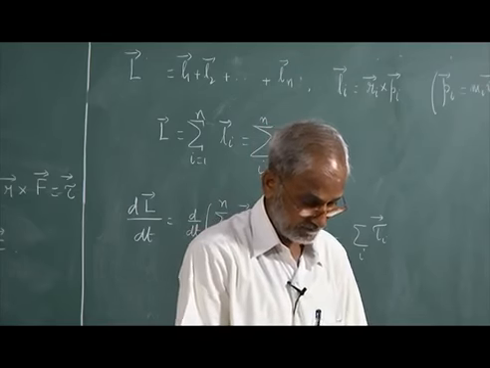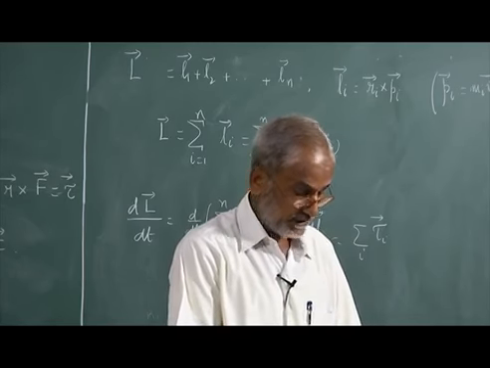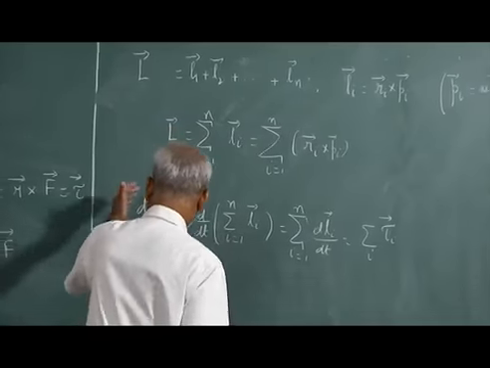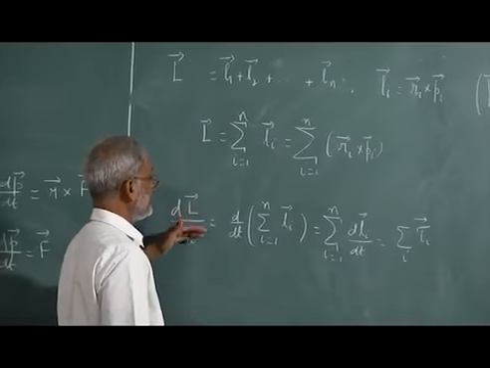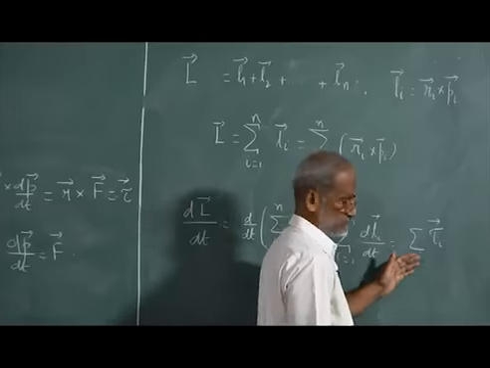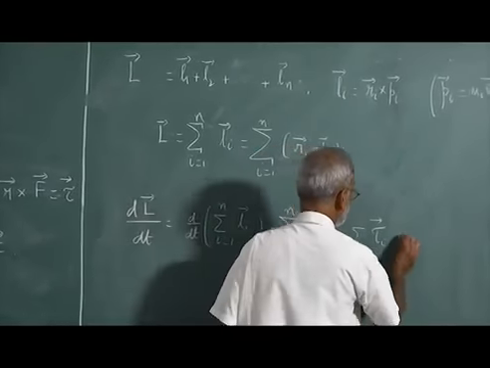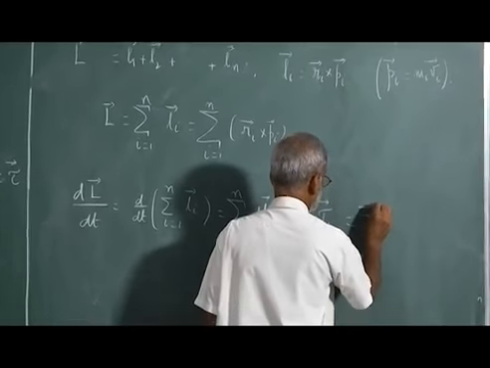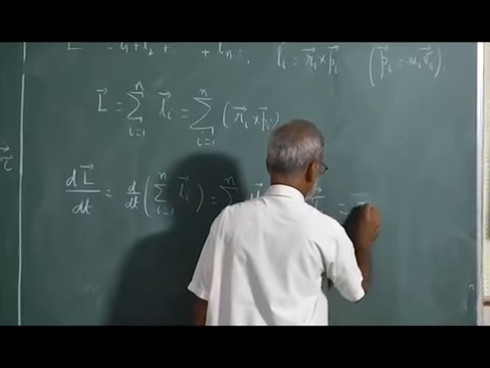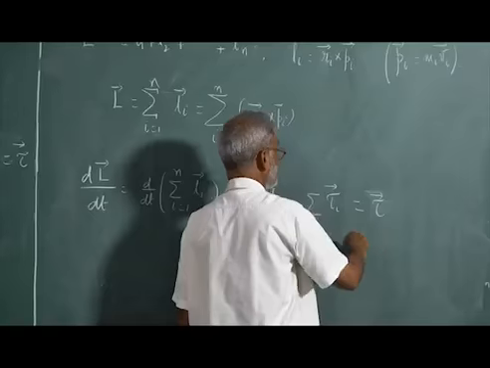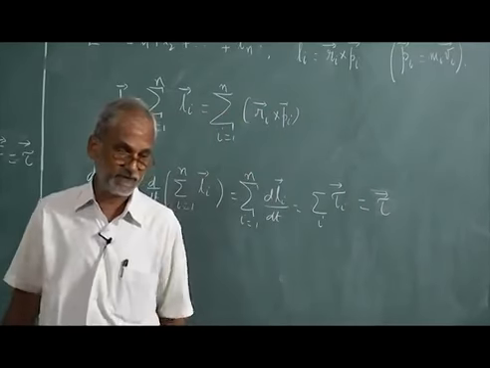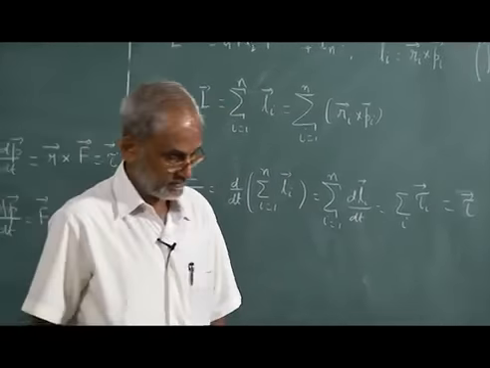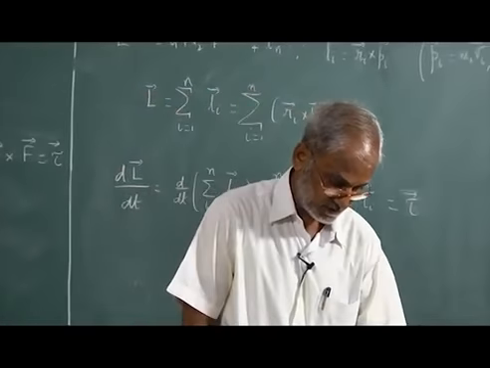the rate of change of total angular momentum is equal to the sum of all the torques. This you can call capital tau, rather. It is the total torque that is acting on the system of particles.